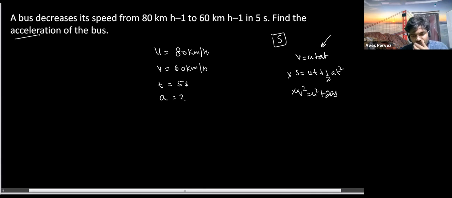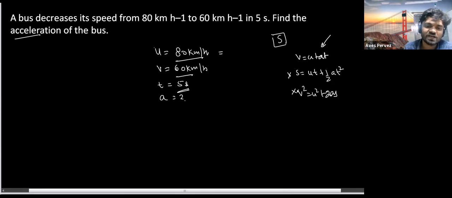Whenever we solve such equations, keep in mind that the speed is given in kilometer per hour, and the time is given in seconds. So one step is to change the speeds into meter per second by multiplying by 5 by 18, and similarly for the other speed. This is one way.